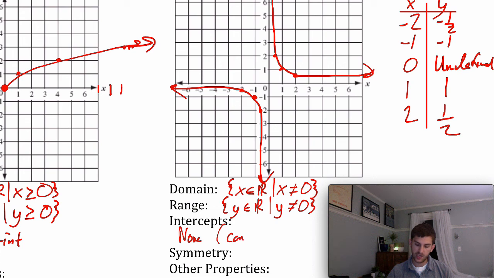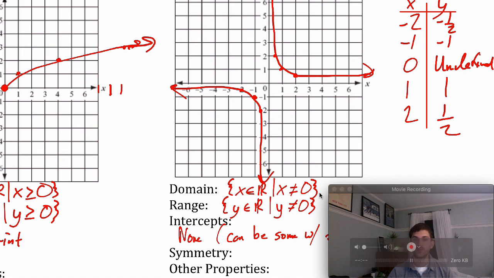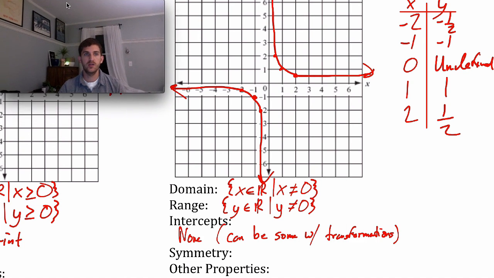But there can be some with transformations. We'll talk about transformations, I think it's in 1.7. So there can be some with transformations, and we'll talk about what that would look like later. But this one has no x and y intercepts.